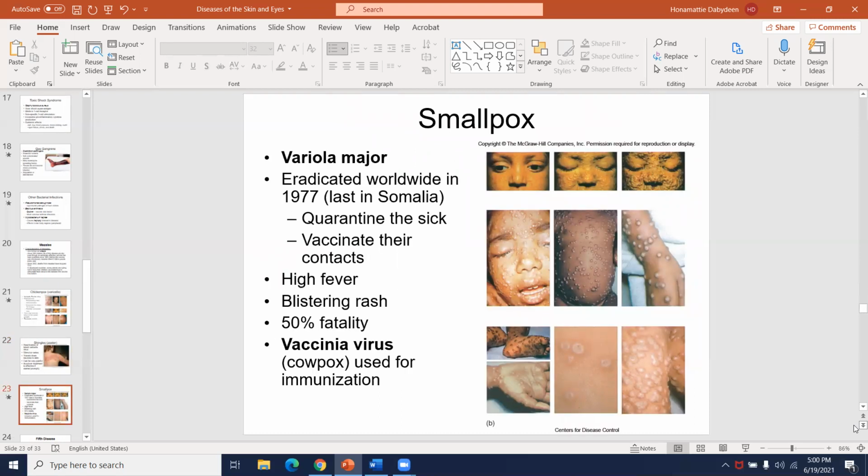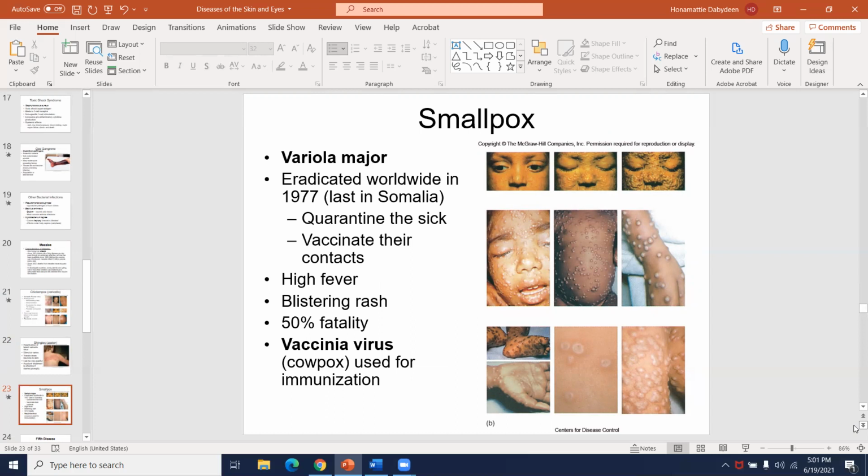Smallpox. Now, I don't know if you remember, maybe you are not old enough to remember smallpox. But smallpox used to be one of those scourges. It was eradicated worldwide in 1977. Last case was in Somalia.